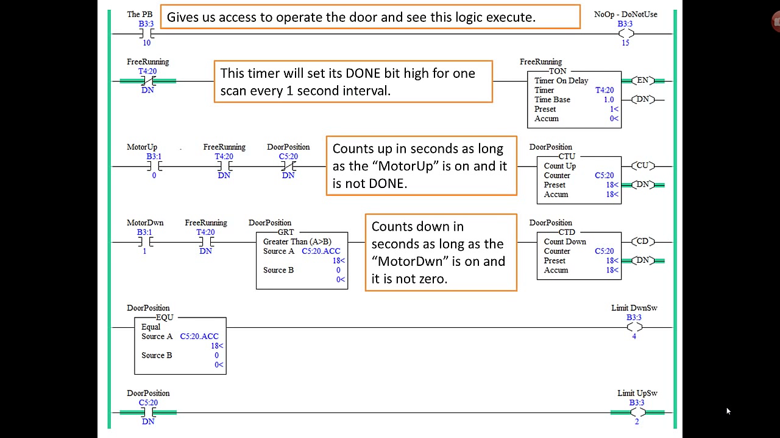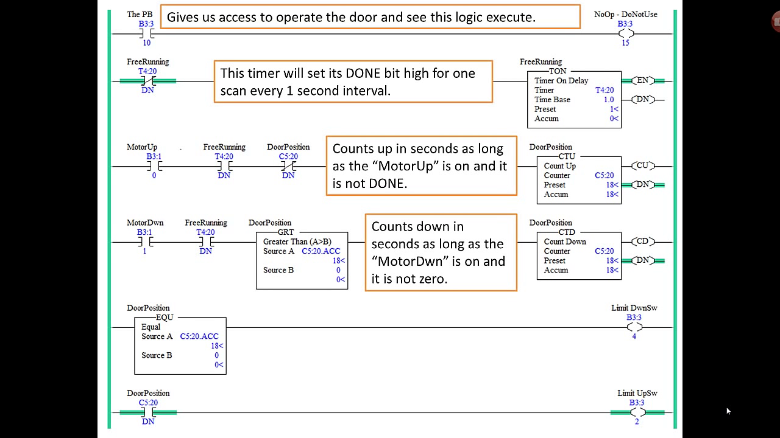The fifth rung, we use this rung to determine that the door is all the way down. If we count all the way down to 0, it's not going to count down any further because of the rung right before it. So when the counter accumulate equals 0, then we turn on the limit down switch, the limit switch for the down position. Now you could use equal in the last rung. When it equals 18, then you're up.